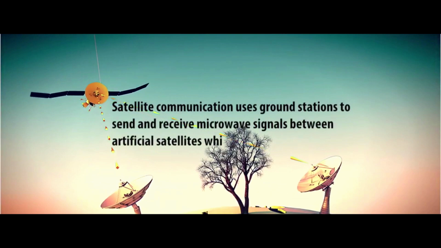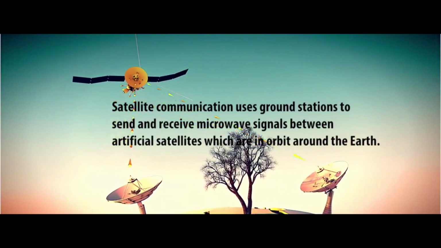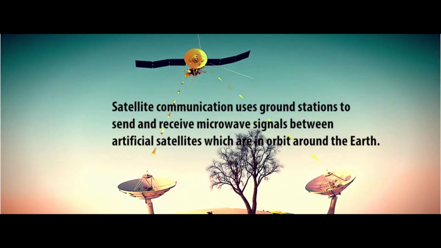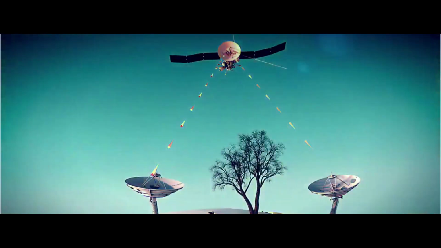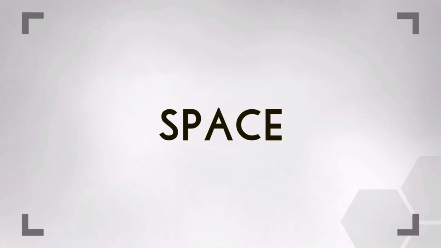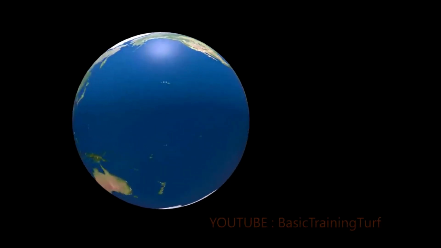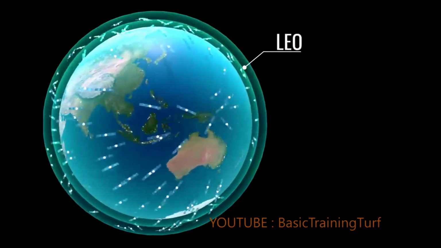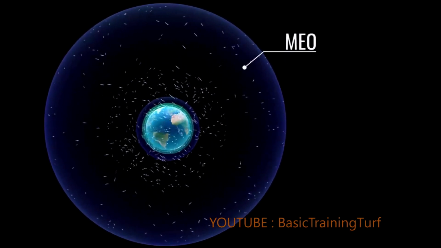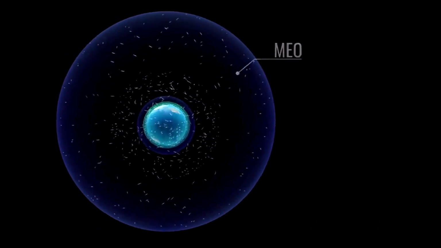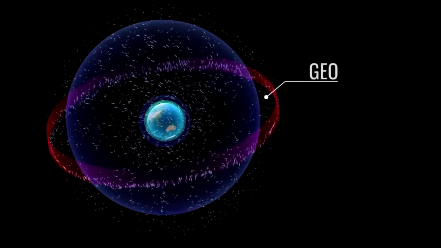Satellite communication uses ground stations to send and receive microwave signals between artificial satellites, which are in orbit around the Earth. The first area we will briefly touch on is space. Satellites are placed either in low Earth orbit, medium Earth orbit, or geosynchronous Earth orbit. These three orbits are illustrated here.